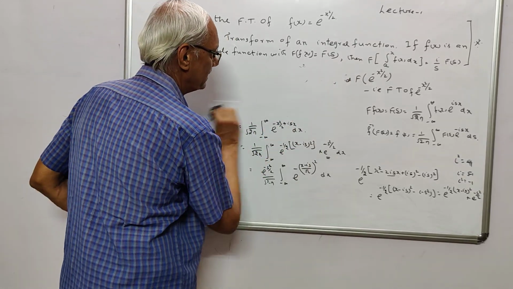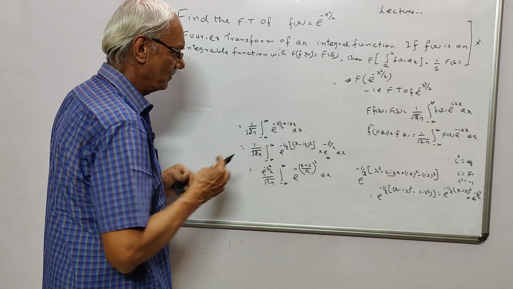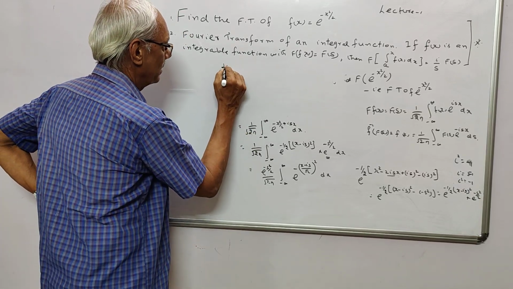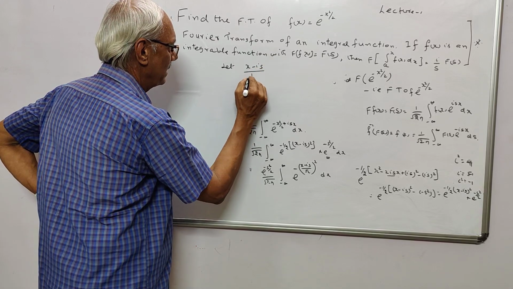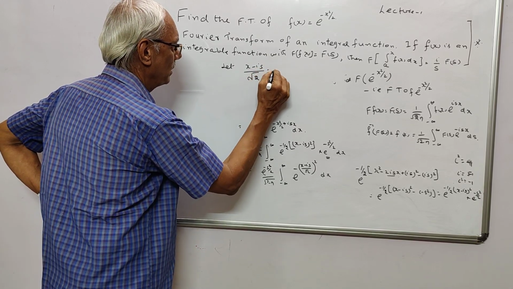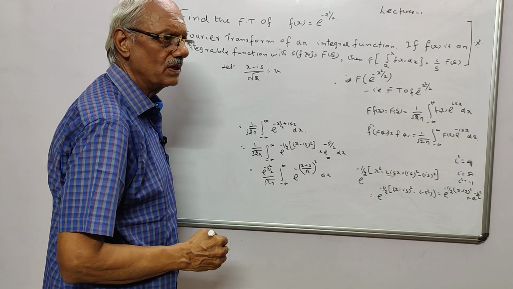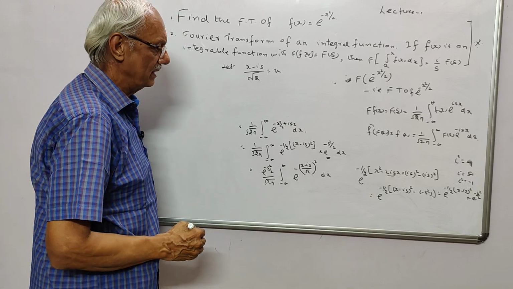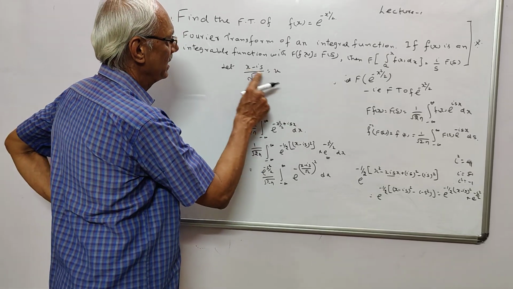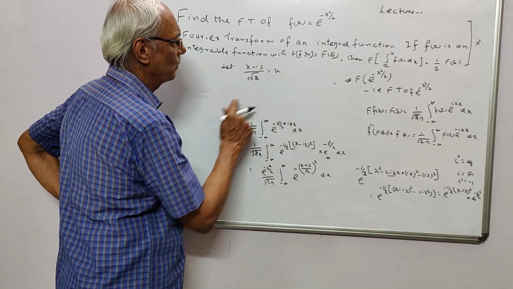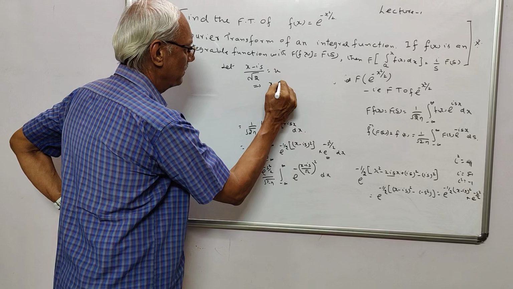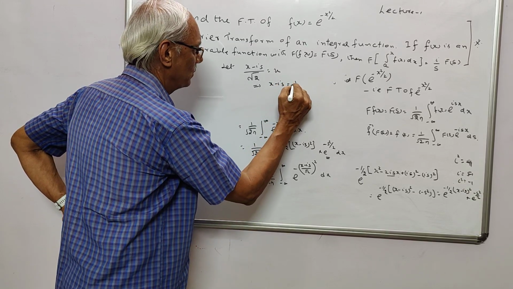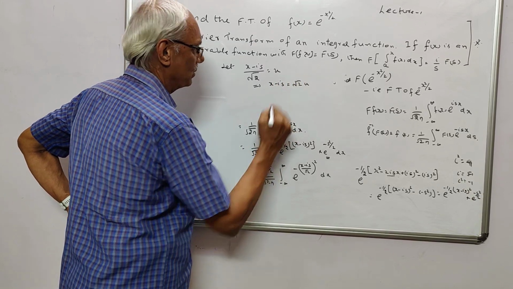So I will take like this. I will put it like this. Let (x minus s) divided by root 2 be your u. See, I go for change of variable, that is substitution like this. (x minus s) divided by square root of 2 is u. So this implies x minus s is equal to square root of 2 into u.